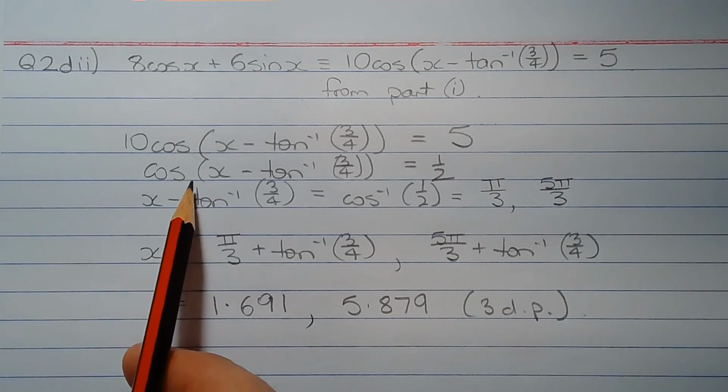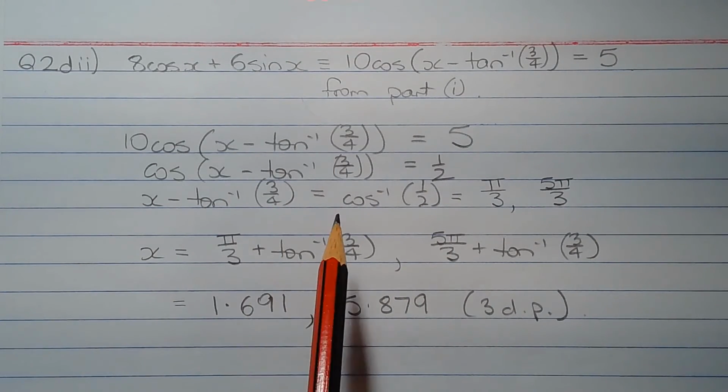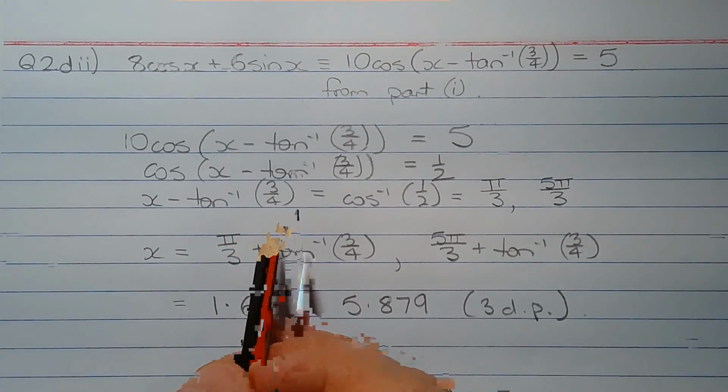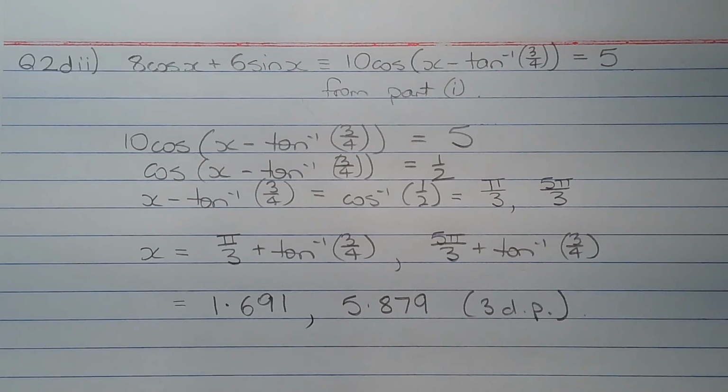So we have cos(x minus the inverse tan of 3 over 4) equals half. Taking the inverse cos of both sides, so we have x minus the inverse tan of 3 over 4 is equal to the inverse cos of half, which equals pi over 3 or 5 pi over 3. So that's a quadrant 1 or quadrant 4 angle, since we have a positive ratio there.